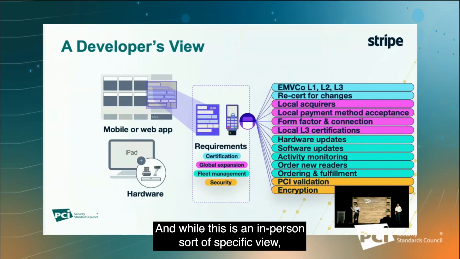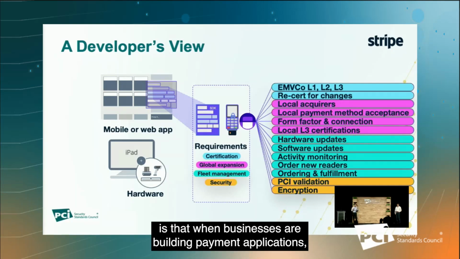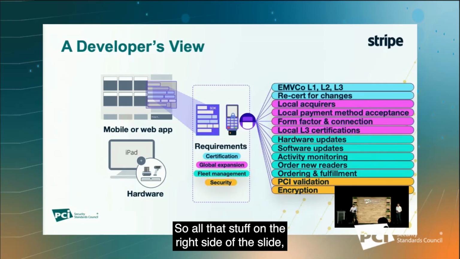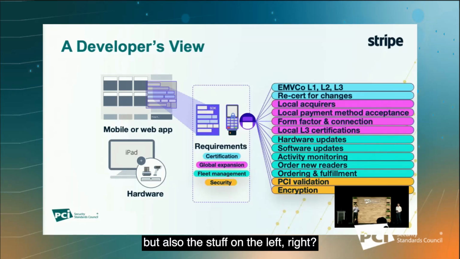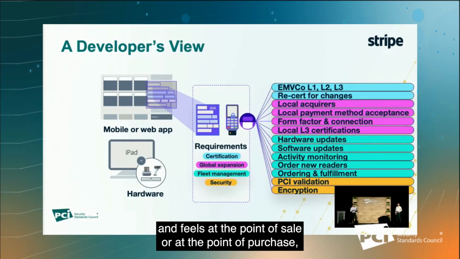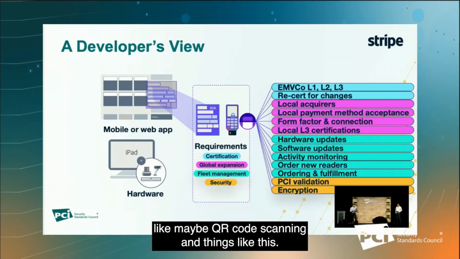And while this is an in-person specific view, a lot of the same complexity applies to online payments as well. And I think the takeaway from this slide is that when businesses are building payment applications, they need to be thinking about a lot of different things all at once. So all that stuff on the right side of the slide, but also the stuff on the left, right? The user experience, how the commerce experience looks and feels at the point of sale or at the point of purchase. Different libraries for including add-on functionality, like maybe QR code scanning and things like this.